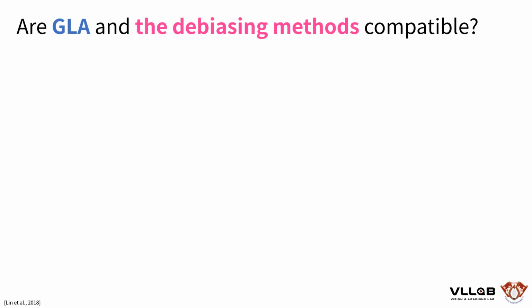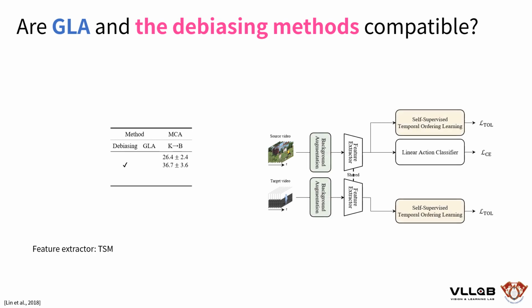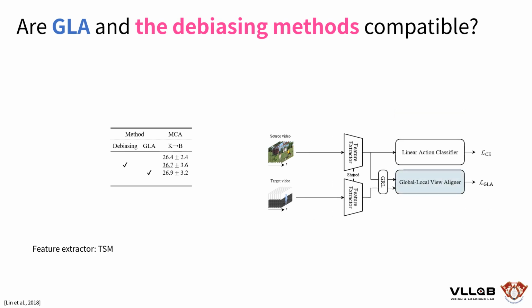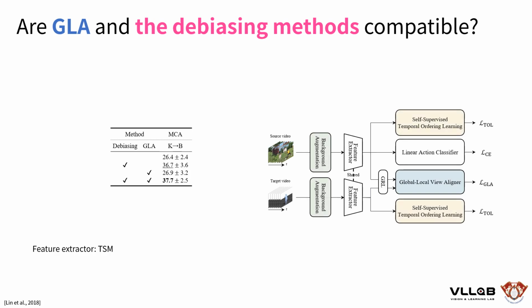Now we'll show whether GLA and debiasing methods are compatible with each other. The backbone is TSM here. The plain model, only with debiasing and only with GLA, we can achieve pretty high scores. But with both, we can go further. Now we can make GLAD by GLA and debiasing.